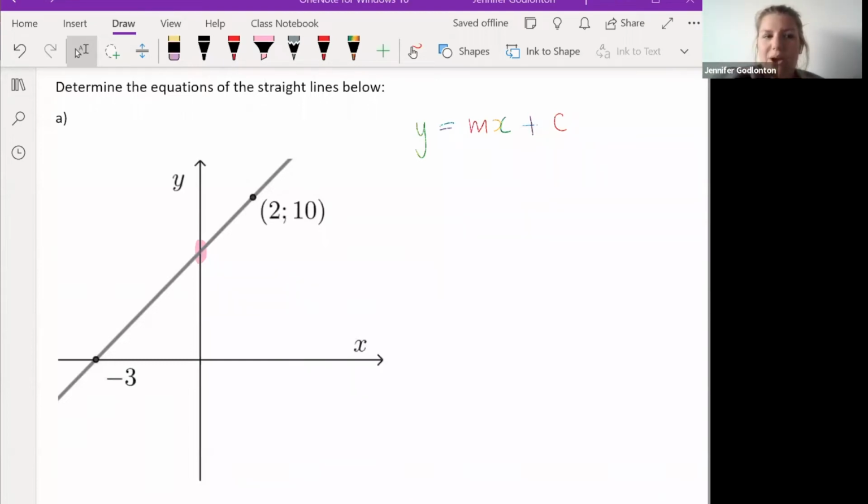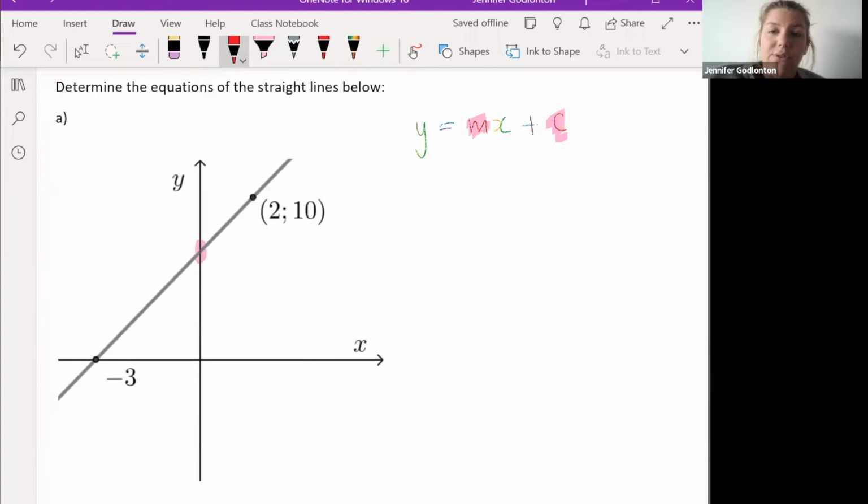Okay, so we're still trying to look for this equation y is equal to mx plus c. So we still need to find our m and we still need to find our c. These are the two things that we're looking for. Now in our last one, finding c was nice and easy. Now it's not as easy. But the first thing we're going to do is look at the same thing we looked at in the last question and look for m.